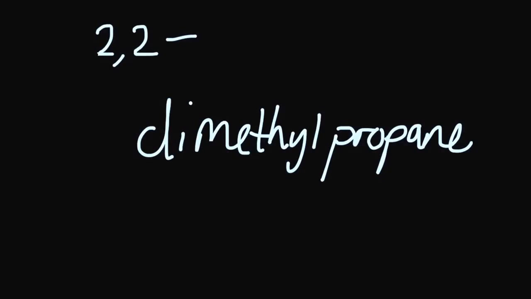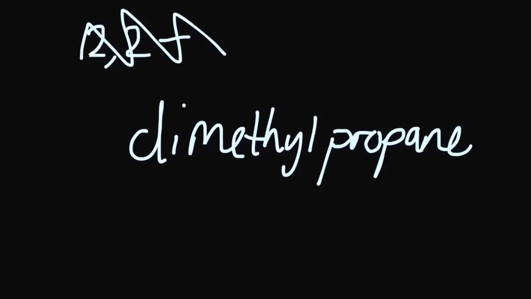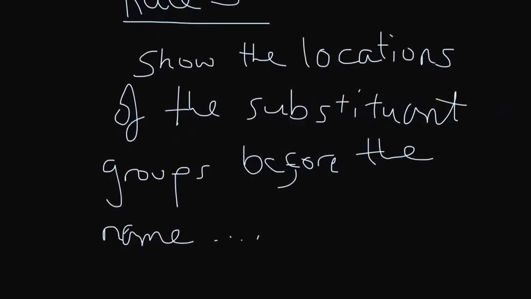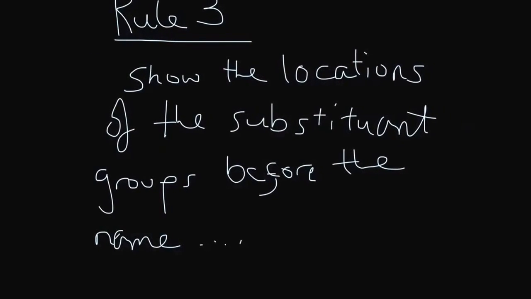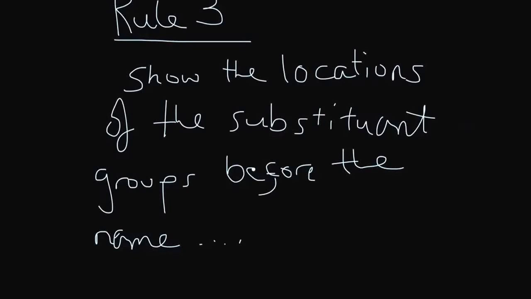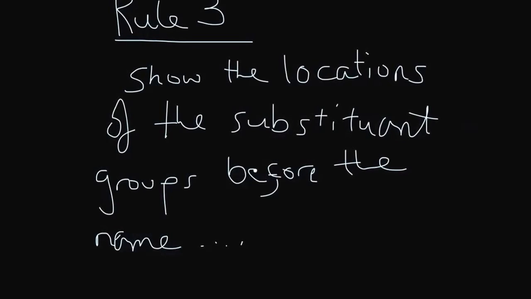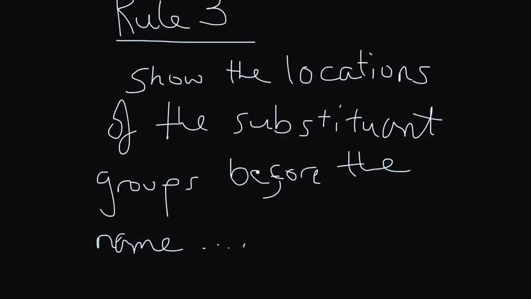The comma is used to separate the numbers, and the dash to separate numbers from letters. To be honest, for this molecule, this isn't really needed because it has no choice but to go on carbon 2. Otherwise it would be another compound. Rule 3. Oh, can you read that writing? Ooh, scary writing. Okay, so again, show the locations of the substituent groups before the name.